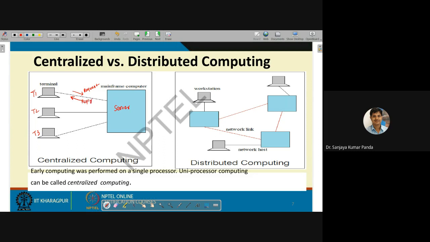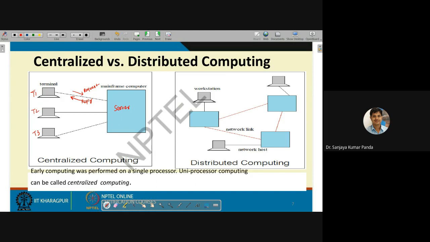Right? Similarly, if T2 needs some resources, it has to send a request to the server, and the server has to reply to T2. Like that for T3, any number of terminals can be connected to the server. The overall objective of centralized computing is that this mainframe computer, or the server, is more powerful than the terminal. And terminals and servers have a request-reply relationship to get the requirement and provide the solution to that particular requirement.